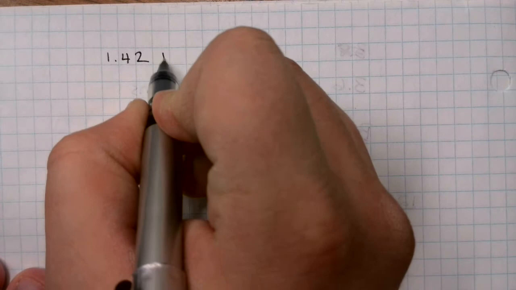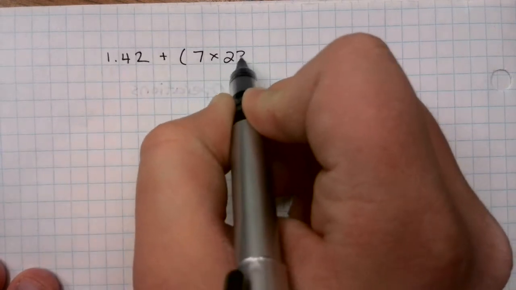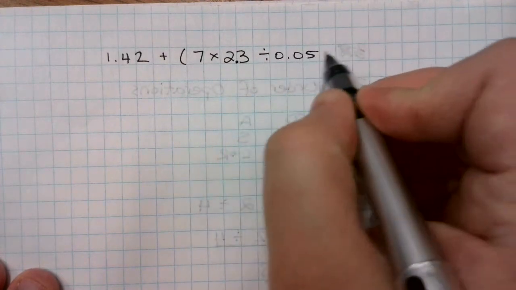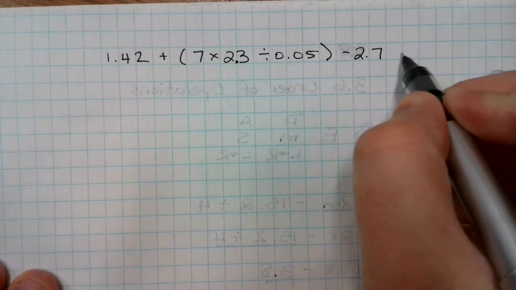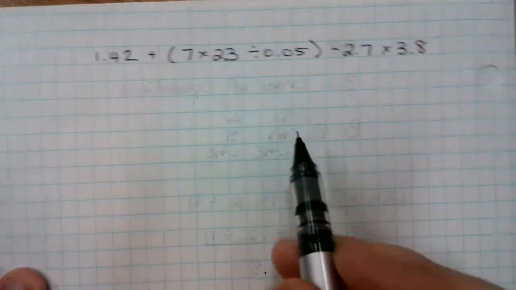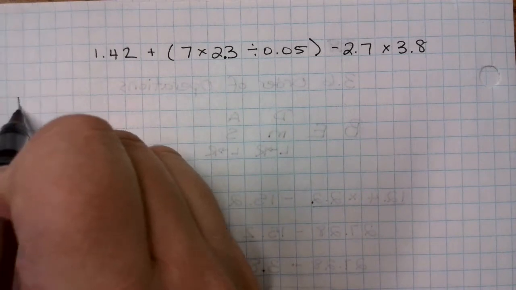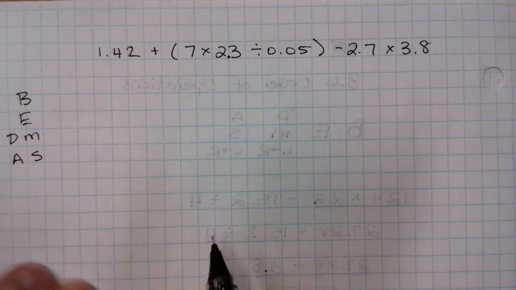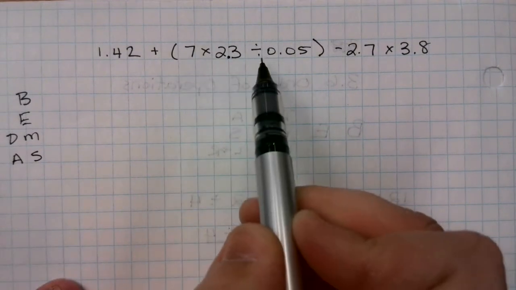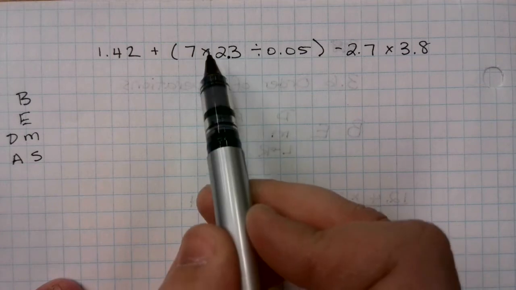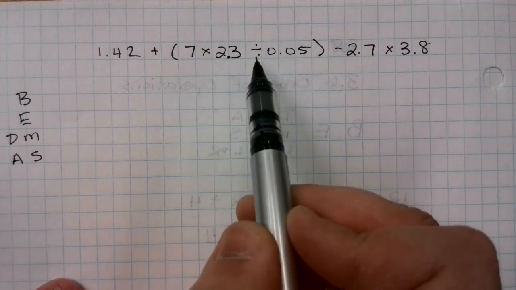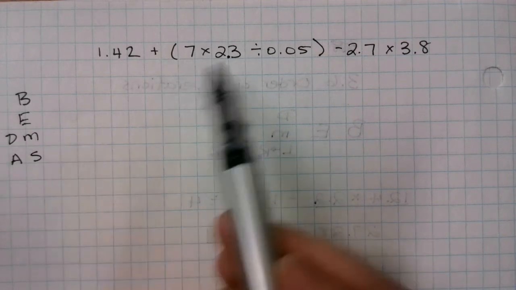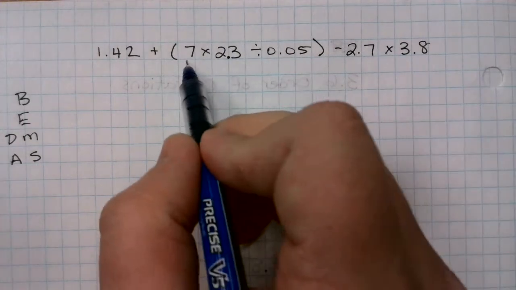1.42 plus bracket 7 times 2.3 divided by 0.05 close bracket minus 2.7 times 3.8. So BEDMAS: brackets, exponents, division, multiplication, addition, subtraction. So I'm going to look in the brackets first, and I have two operations: multiplication and division. So in order to know which one I do first, I look at this, division and multiplication from left to right, so I'm going to do the multiplication first.